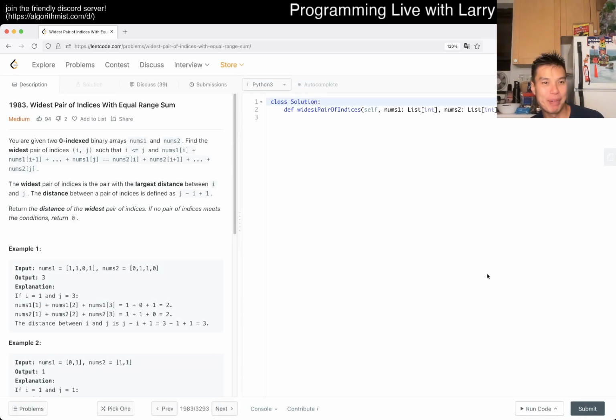1983, Widest Pair of Indices With Equal Range Sum. Could be interesting. You're given two zero-indexed binary arrays, nums1 and nums2. Find the widest pair of indices (i, j) such that i is less than or equal to j, and nums1[i] plus all the way to nums1[j] equals the same sum for nums2. So basically the subarray sum is equal for some i and j. Okay, the widest pair of indices.